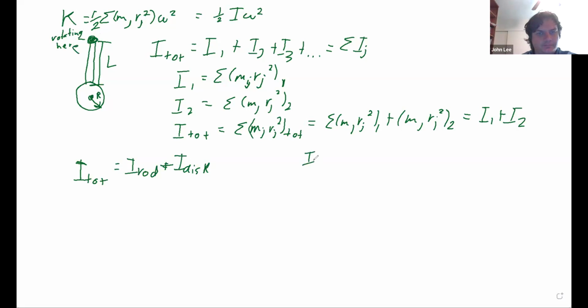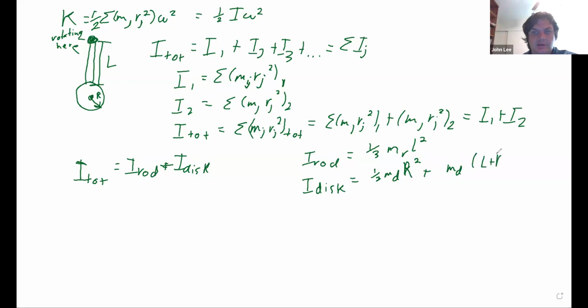Then I of the rod is just 1/3 m rod L squared, which is one of those equations that we use. But the I of the disk has to be equal to 1/2 m disk r squared plus m disk times (L plus R) squared.